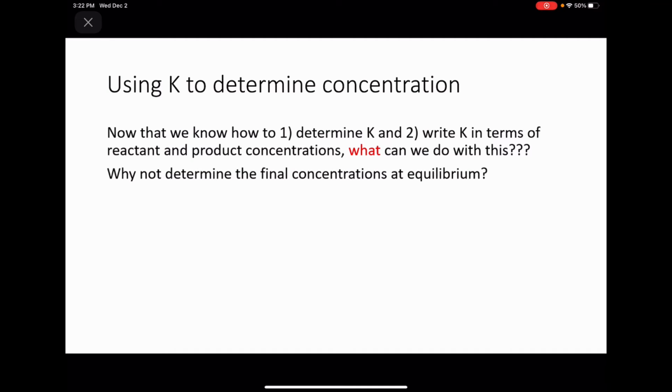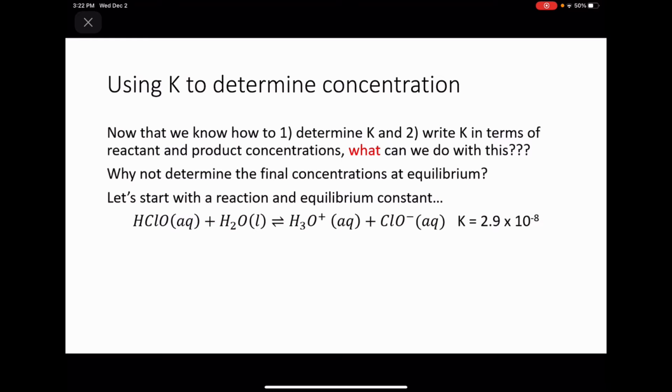We can determine final concentrations of a reaction at equilibrium, which is actually quite useful. If you were to run a reaction, you say, well, what's going to happen? What am I going to end up with? It'd be nice to know ahead of time that this equilibrium says I can only get this molarity of this component at the end. So let's start with an example reaction, and we're going to start with an acid-base reaction.